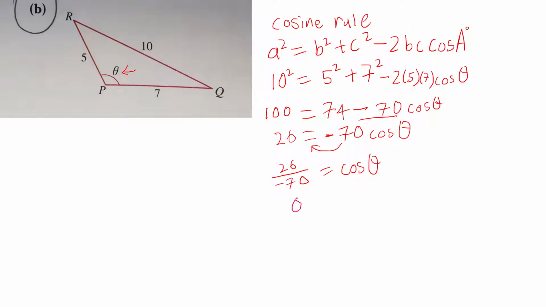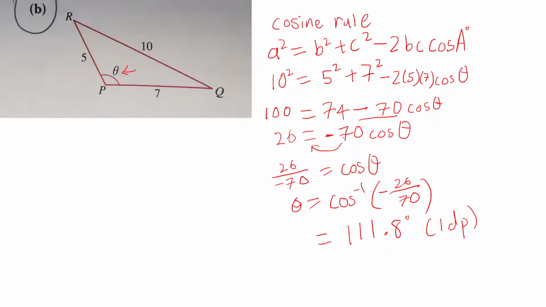So theta will be equal to cosine inverse, because we bring the cosine over, of negative 26 over 70, which is equal to 111.8 degrees, to 1 dp. Just take note of this step: when you are moving 74 over, the negative will remain with the 70.